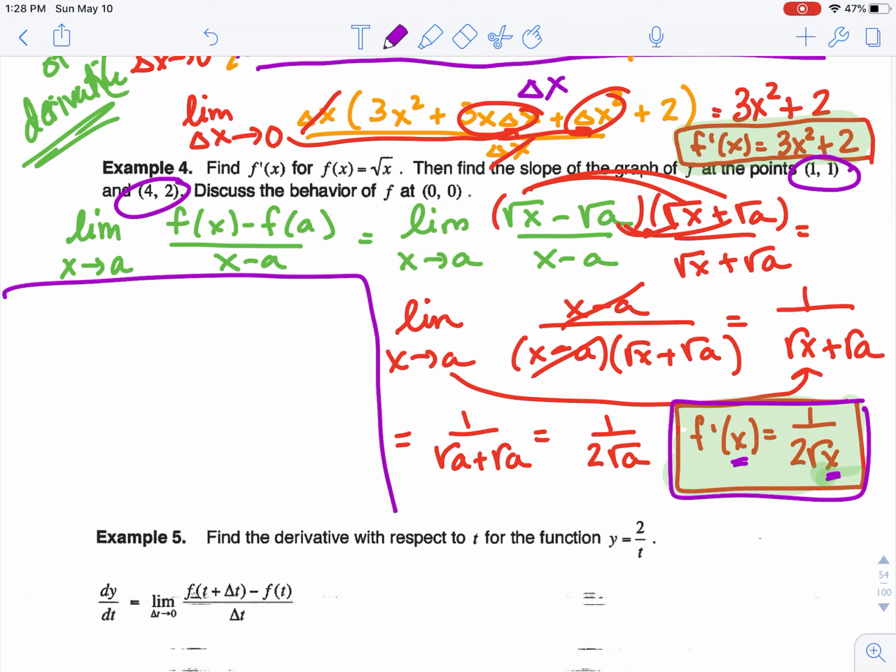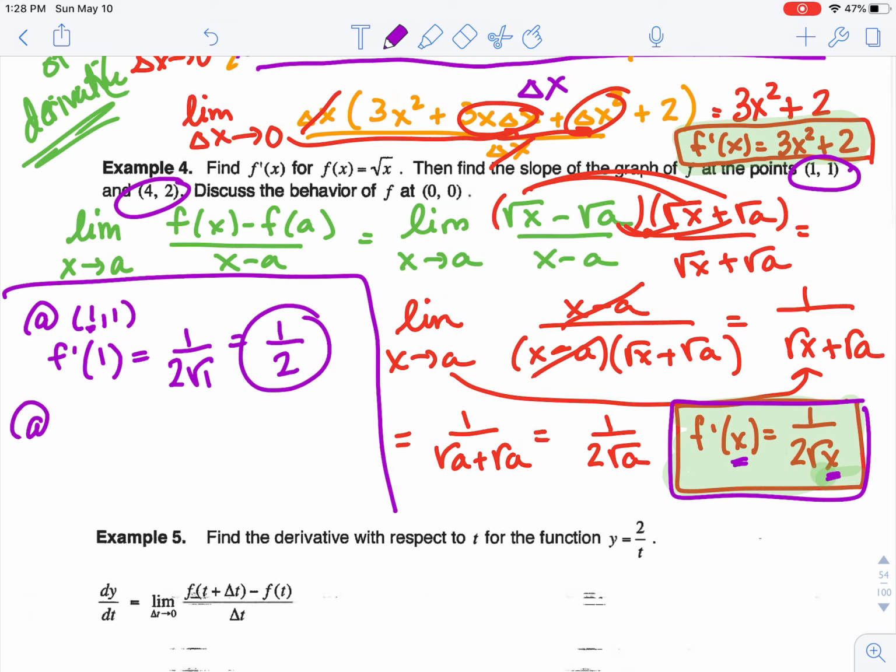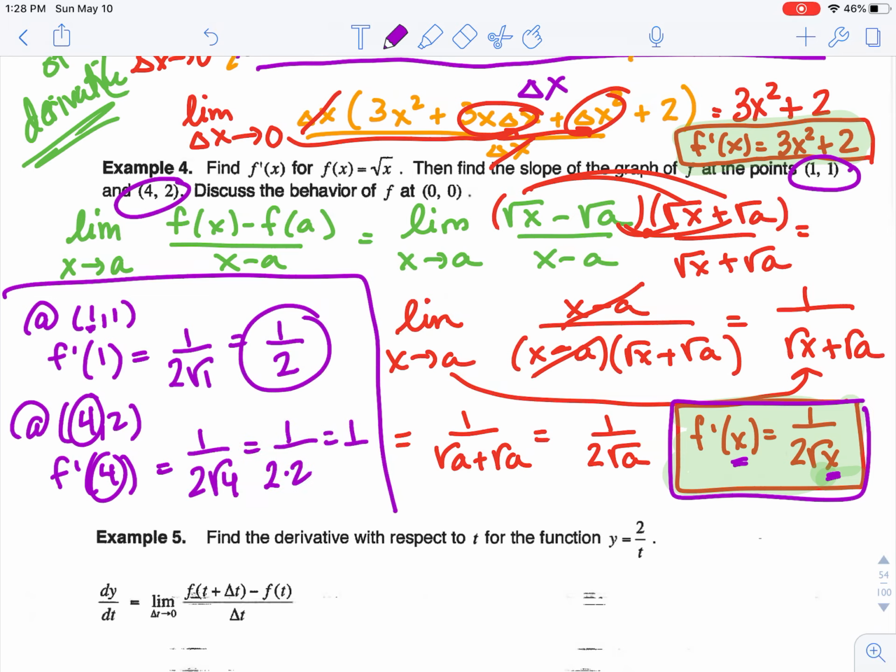So I'm going to go over here where I've got some space. So at 1, 1, the derivative at 1, right? I'm always plugging in x values. Is just, I plug in a 1. Well, that's just 1/2. And then let's talk about at 4, 2. Would be f prime of 4, excuse me. You're always plugging in the x value. 2 radical 4, which is 1/4.